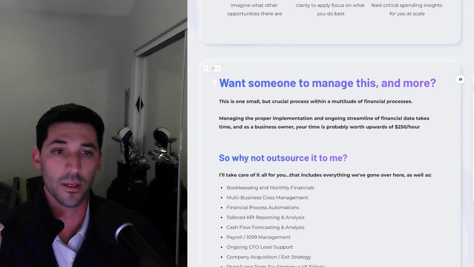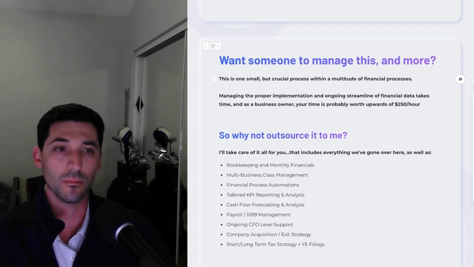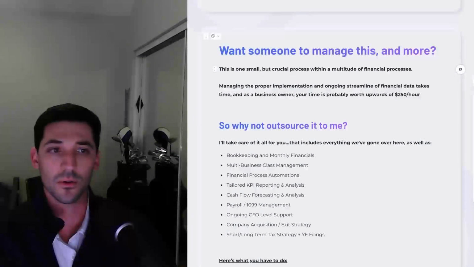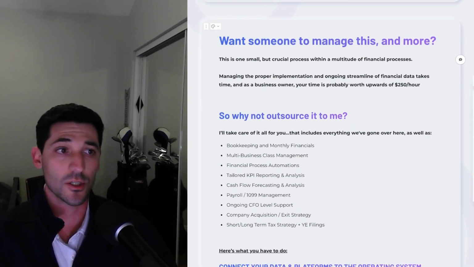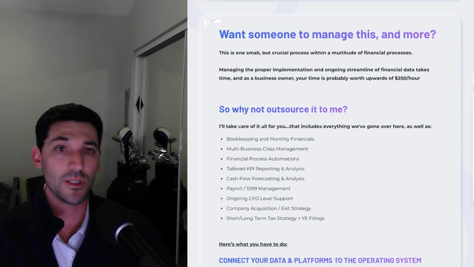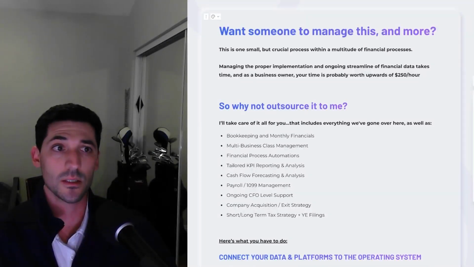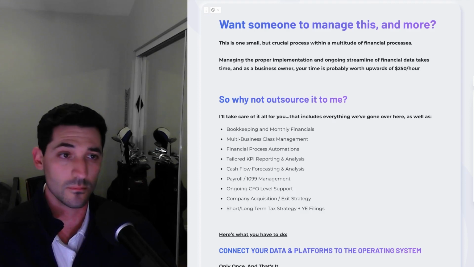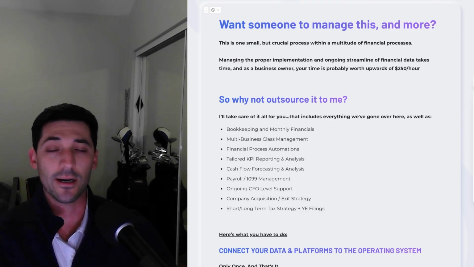Okay, this is one small but crucial process within a multitude of financial processes, and managing the proper implementation and ongoing streamlining of financial data takes time. One of my clients is an 8-figure financial lender, and there's a lot of effort and time that goes into really streamlining the books, streamlining the processes, making sure that there's no bottlenecks, ultimately to be able to support the growth that we're experiencing now. If that's taking you a lot of time right now, I know your time is valuable, sometimes upwards of north of $250 an hour. Consider outsourcing it to me.